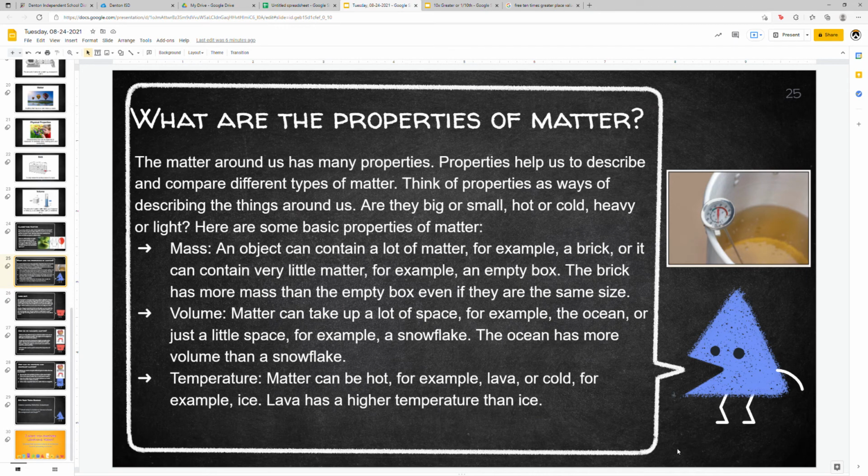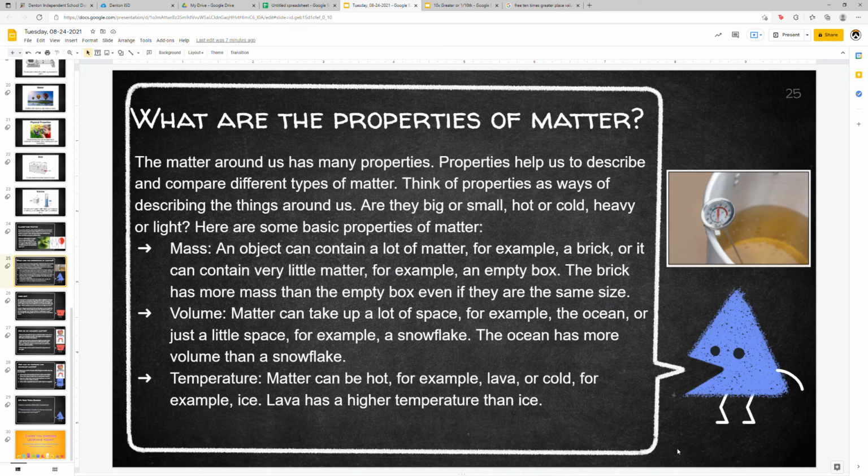So, what are the properties of matter? The matter around us has many properties. Properties help us describe and compare different types of matter. Think of properties as a way of describing the things around us. Are they big or small? Hot or cold? Heavy or light? Here are some basic properties of matter.